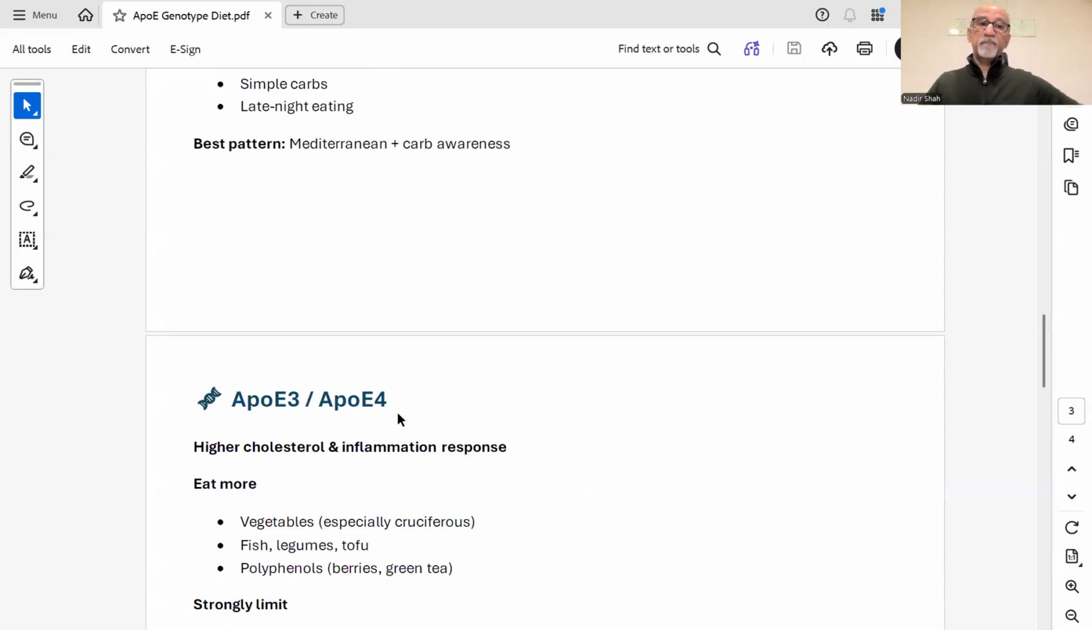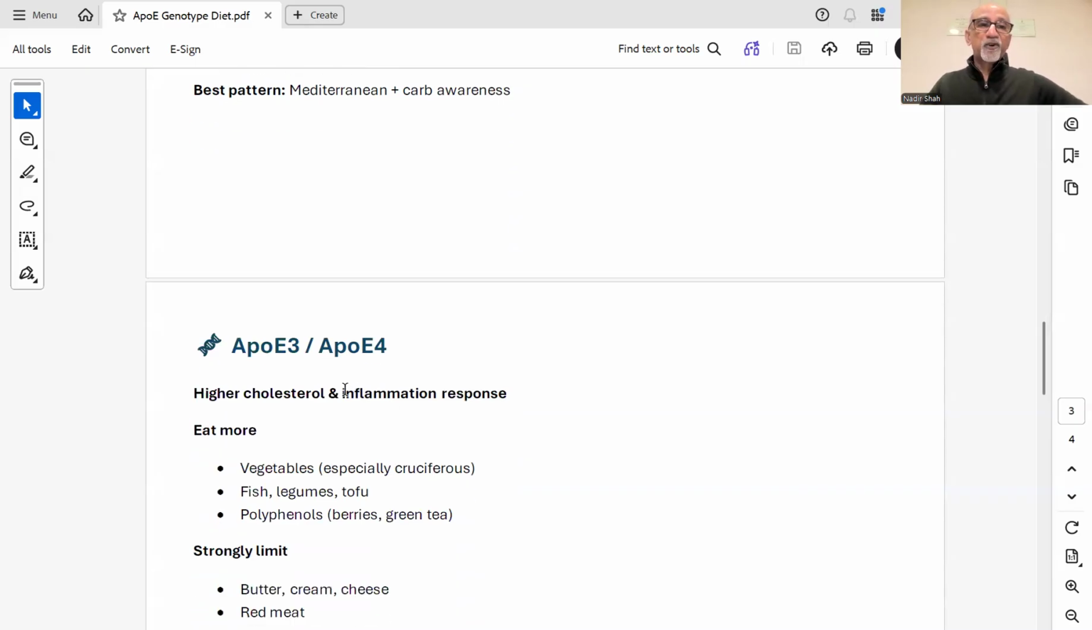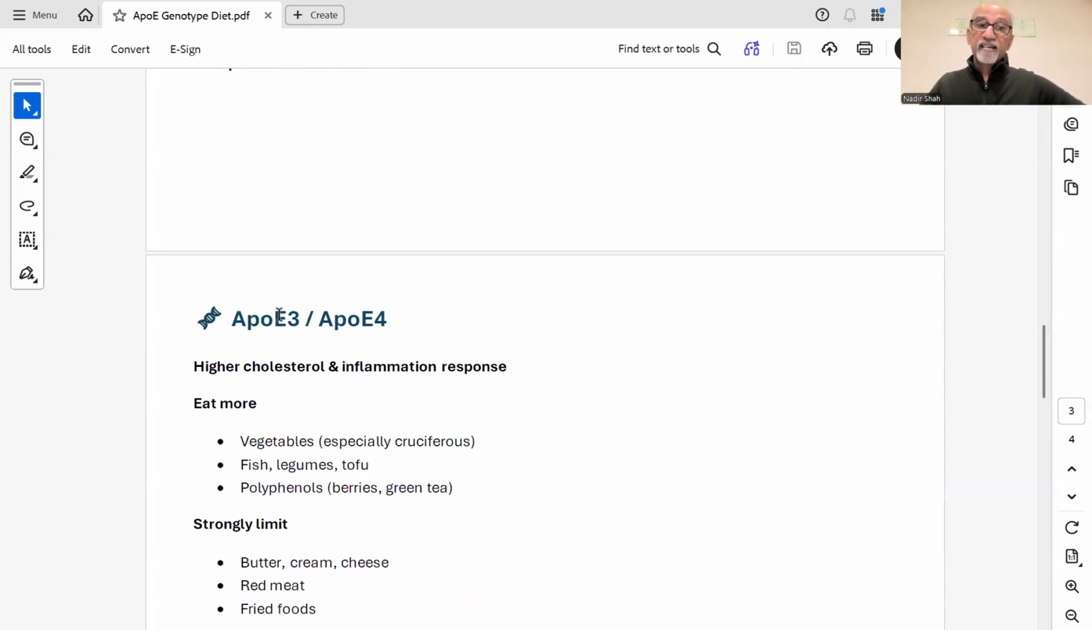ApoE 3-4, this is my wife. Okay, so they are good handlers of mono and polyunsaturated fat, but they are not good handlers of saturated fats. So what I found out when I was digging up vitamin K2 related stuff, and when I fixed that issue, and then because my wife, when we found out she is 3-4, and the 4 genotype is a dementia risk genotype.